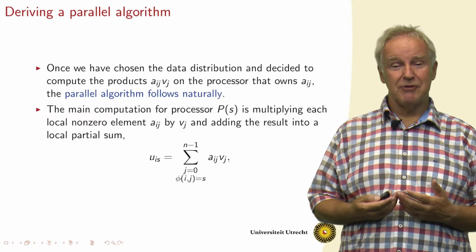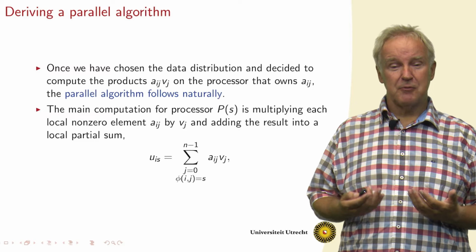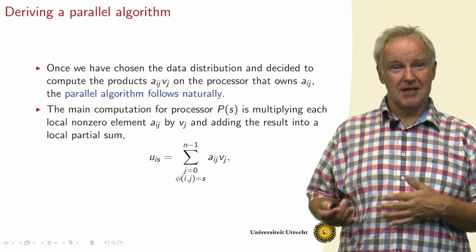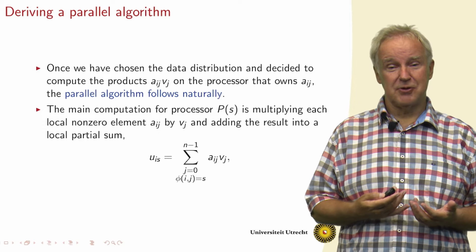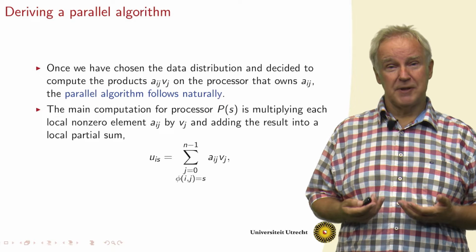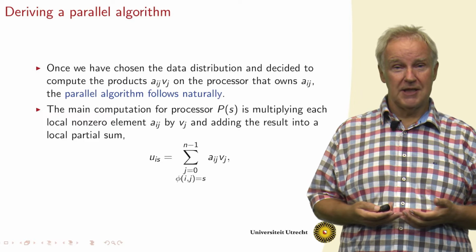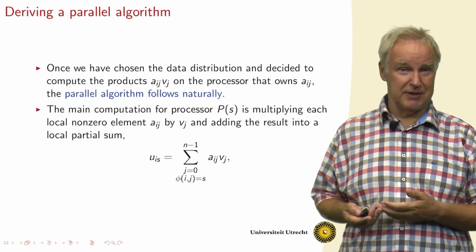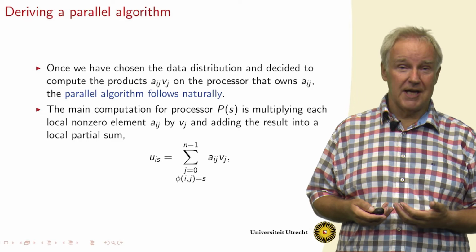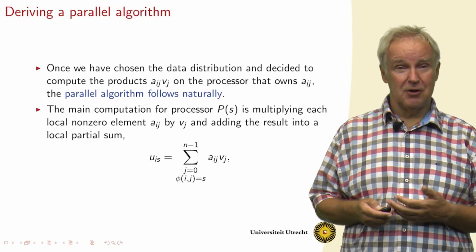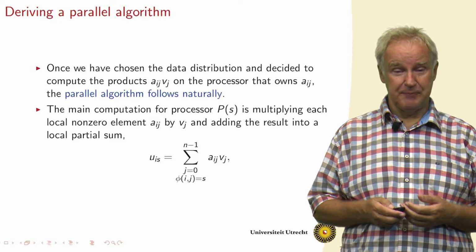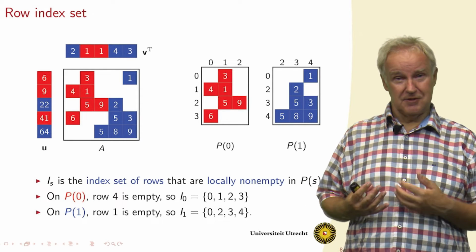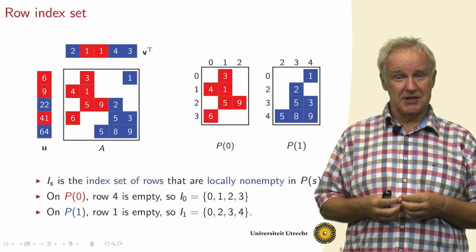So deriving a parallel algorithm, what we're doing basically is we have a data distribution, the algorithm follows from this distribution. And what we're really computing locally is uis, which is the sum of all the Aij Vj of the elements that are mine in row I. So to facilitate the derivation, we need some notation.